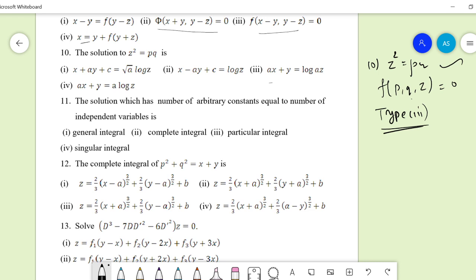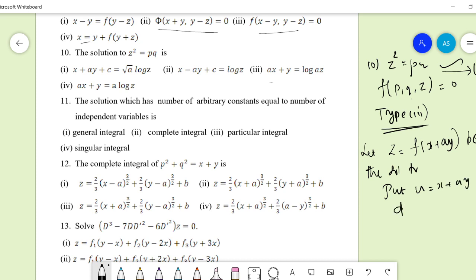Type 3, the solution procedure is, first let z equals f of x plus ay be the solution to 1. Next, put u equals x plus ay. Then by applying the chain rule, p value equals dz by du, q value is a into dz by du. Now substitute p and q values in 1. So 1, z square is equal to pq.